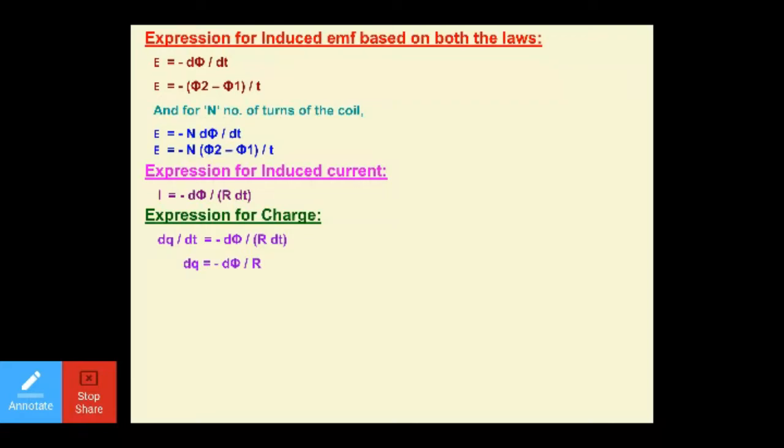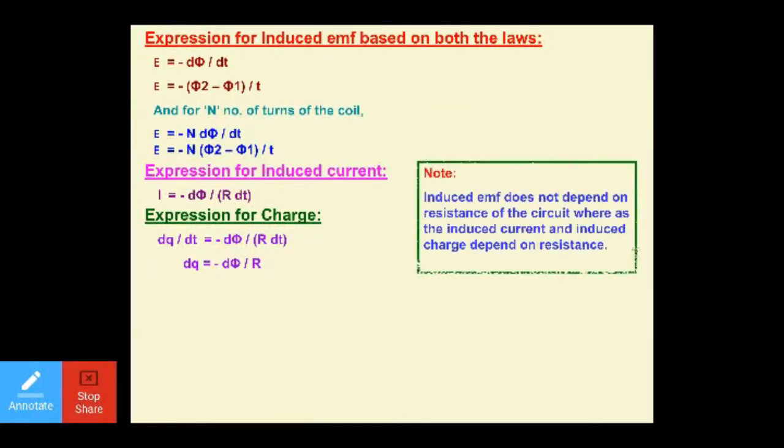If you simply see in these two cases, in dq and in I, you will be getting some relation with R, but you are not getting any relation of resistance in the EMF. So let's clear one thing. Note, induced EMF does not depend on the resistance. It means this expression does not depend on the resistance. So what depends on resistance? Current as well as charges.